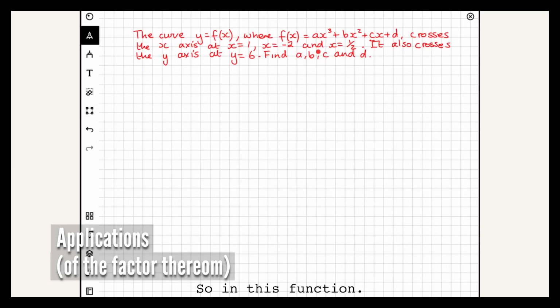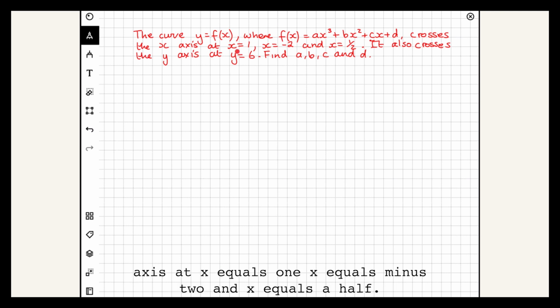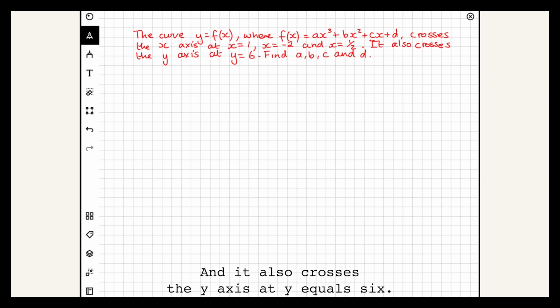So in this function, we are asked to find the coefficients of the x cubed, the x squared, the x, and the constant. So in this, it's the a, b, c, and d values. We're given where it crosses the x-axis at x equals 1, x equals minus 2, and x equals a half. And it also crosses the y-axis at y equals 6.